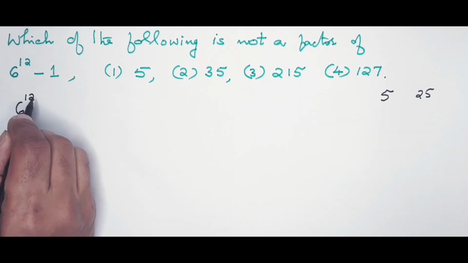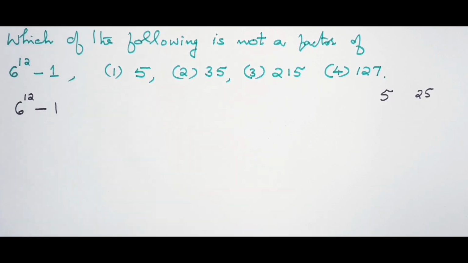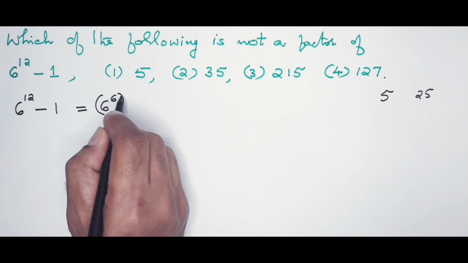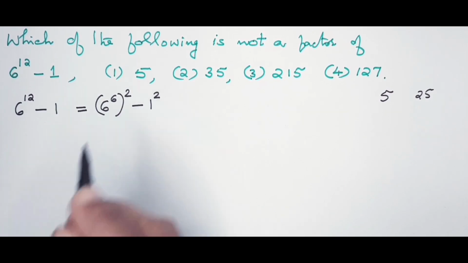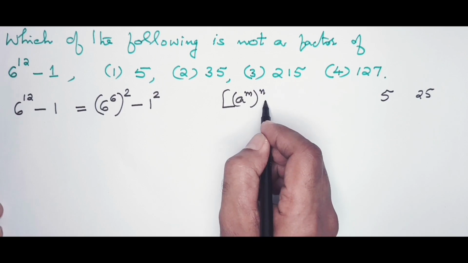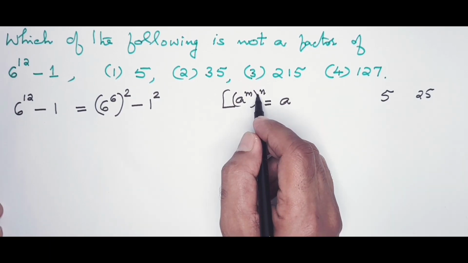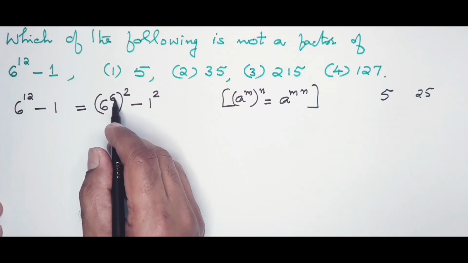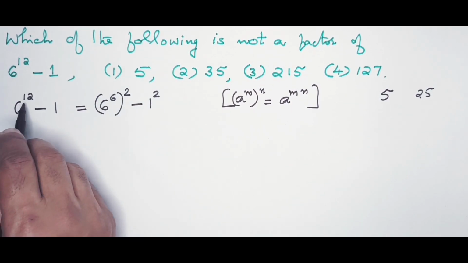Let me write the numerical expression whose factor we are finding. Let me write like this: (6 to the power 6) squared minus 1 squared. We have made use of this simple result from the law of indices: (a to the power m) to the power n is a to the power mn. So removing this bracket, you will get 6 multiplied by 2, which is 12.